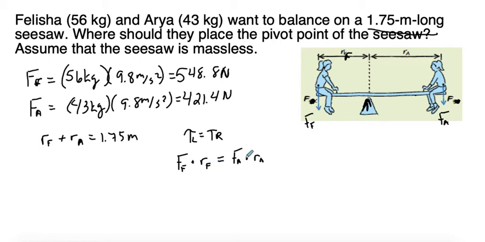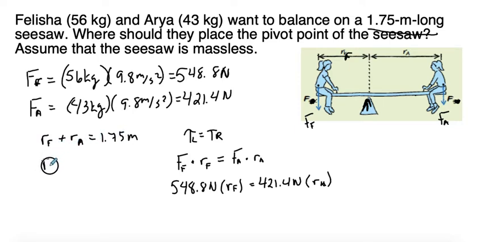And now we need to plug some stuff in. We found a force up there, so 548.8 newtons. We don't know that radius yet. We found a force of Araya, so that's 421.4 newtons, and we don't know her radius either. So how do we get that? Well, we have two unknowns in this equation here. We also have two unknowns here. So with a little bit of algebra, we can find it.